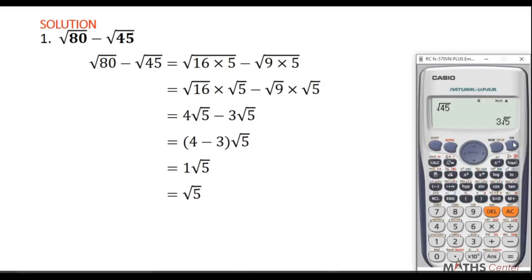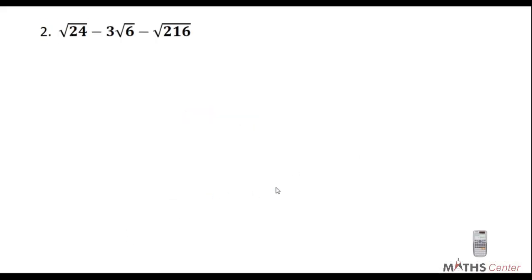So you press square root of 80. Now after you've done this, you see the cursor is under the square root sign, so you have to press this button here so that the cursor will be moved from the square root sign. Then minus square root of 45. So square root of 45, you press equal to, and you can see from here that we are having square root of 5 as we solved here. Let's pick the next question.